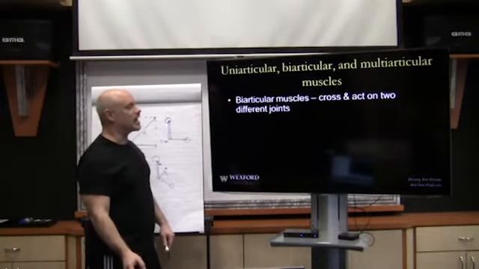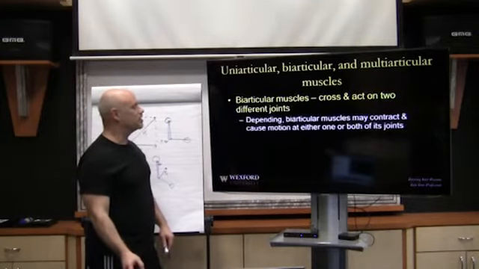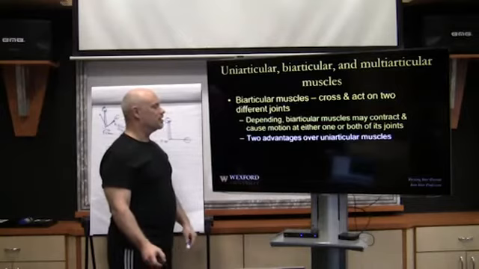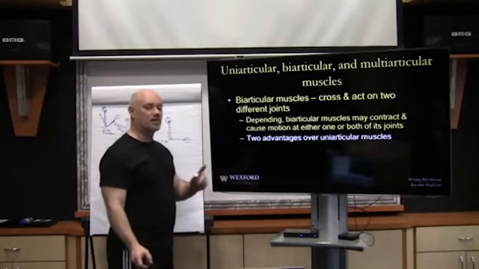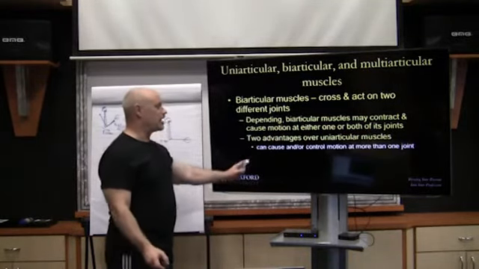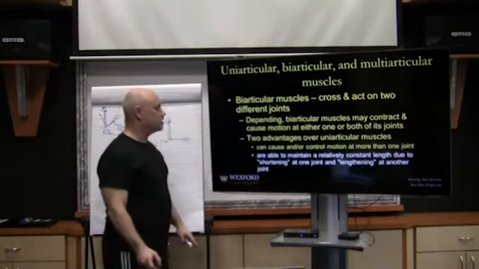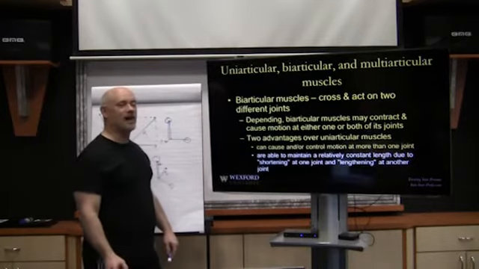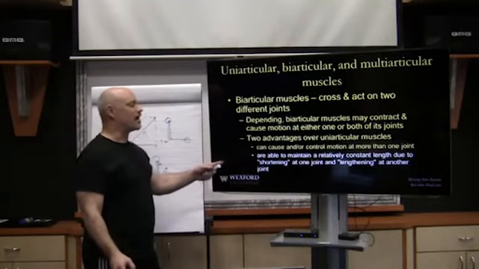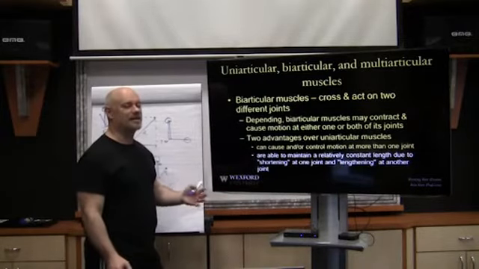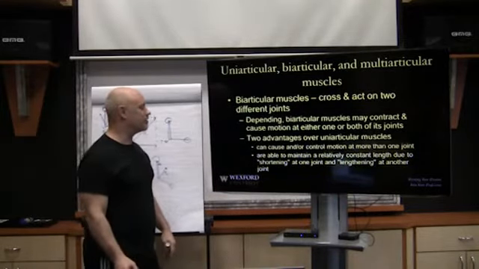Biarticular muscles cross and act on two different joints. Depending, biarticular muscles may contract and cause motion at either or both of their joints. There are two advantages over uniarticular muscles: they can cause and or control motion at one or more joints, and they're able to maintain a relatively constant length due to shortening at one and lengthening at the other joint, which doesn't really happen, but what it does is maintain a constant length.